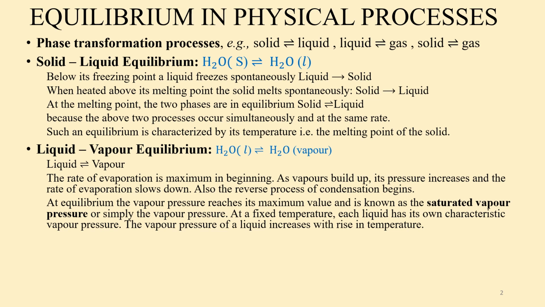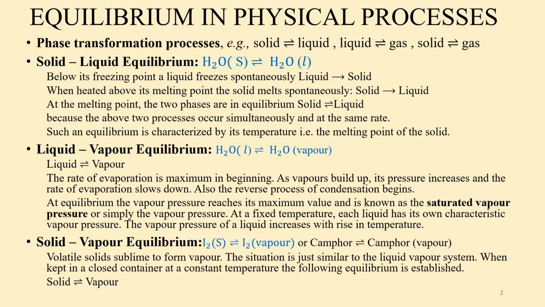At equilibrium, the vapor pressure reaches its maximum value and is known as saturated vapor pressure, or simply the vapor pressure. At a fixed temperature, each liquid has its own characteristic vapor pressure. The vapor pressure of a liquid increases with increase in temperature.